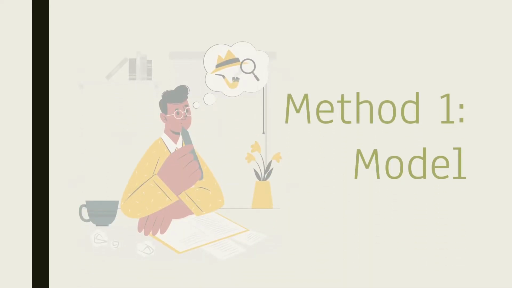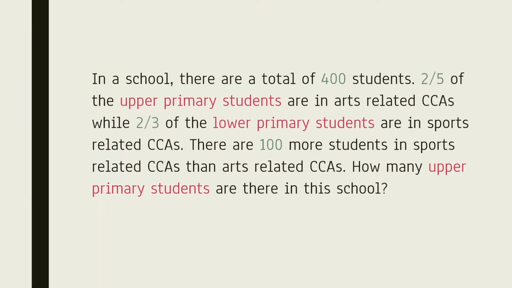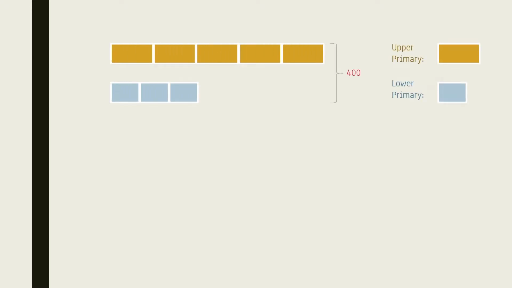One way is to use the model method. Since there are a total of 5 units of upper primary students and a total of 3 units of lower primary students, we can draw a model representing the total number of students in the school as such. This will be our first relationship.